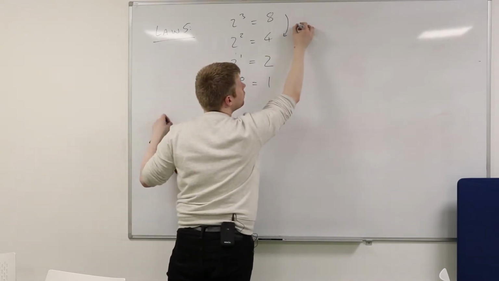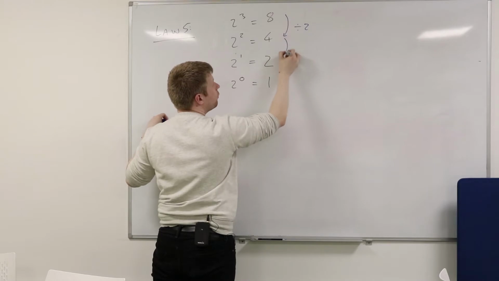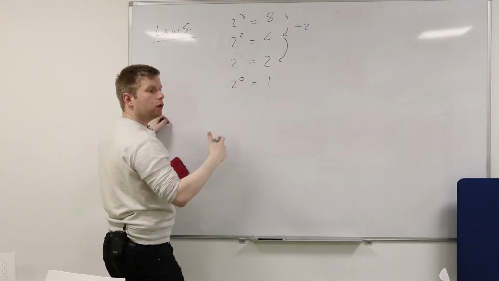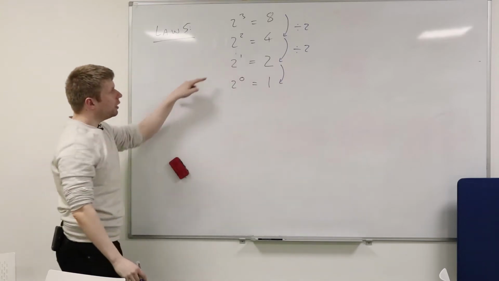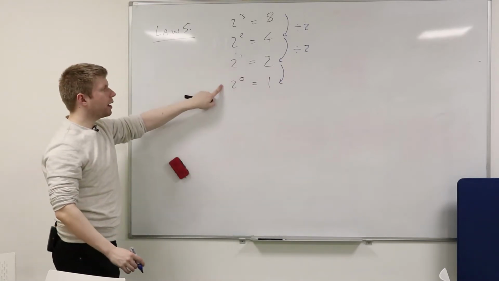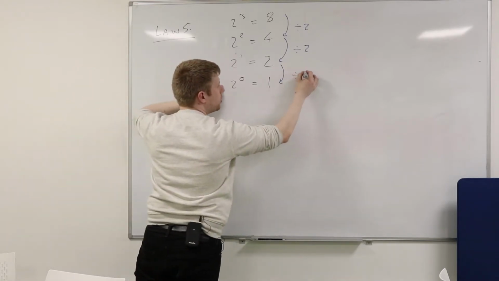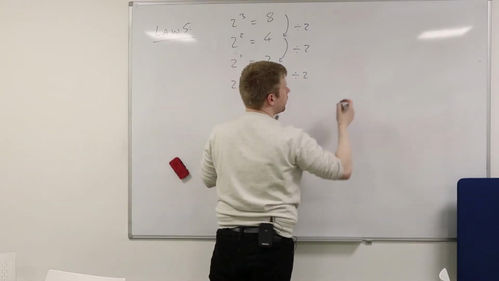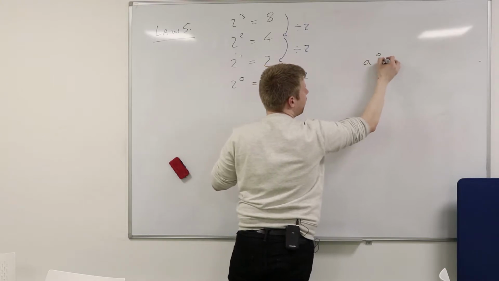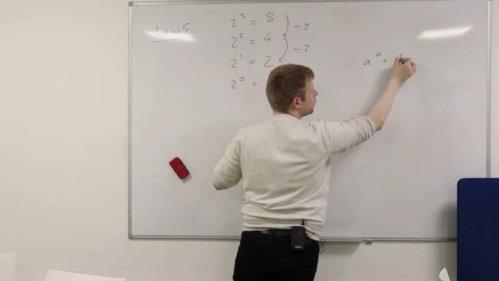Dividing by 2 in this case. And if I move from 2 to the power of 2 to 2 to the power of 1, we also divide by 2. So if I follow the pattern down, to move from 2 to the power of 1 to 2 to the power of 0, I should divide by 2. Well, what's 2 divided by 2? 1. Okay. So I can basically generalise this, that anything to the power of 0 is always equal to 1.